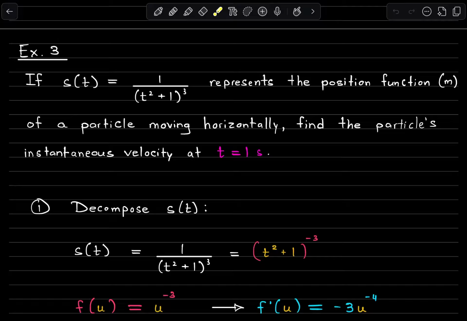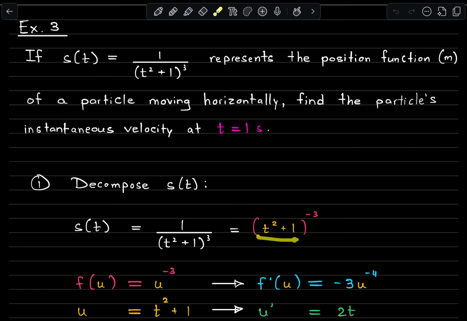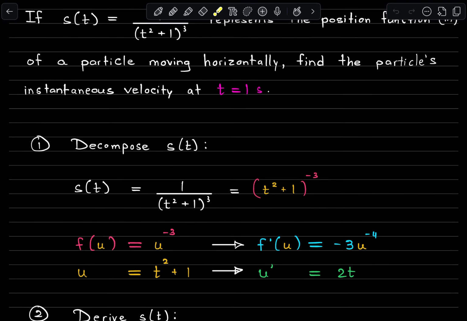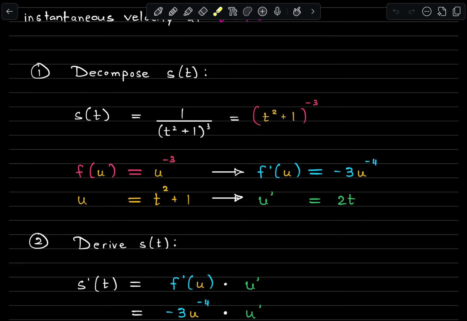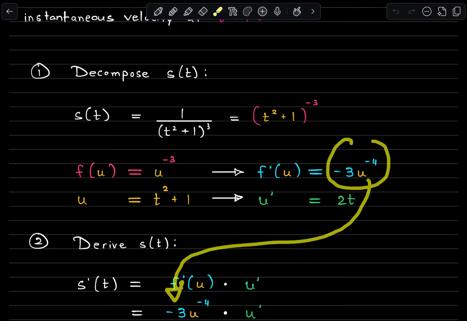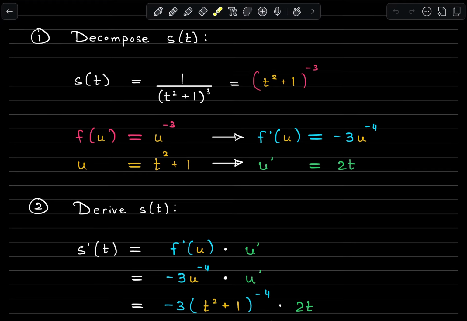And then f prime of u is going to be, by power rule, we bring down the negative 3, u to the negative 4. Subtract 1 from that exponent. u again is t squared plus 1. To differentiate that, u prime is simply going to be 2t. And then we're going to put this back together in our chain rule fashion. So s prime of t is equal to f prime of u times u prime. f prime of u is negative 3 u to the negative 4. u prime, let's leave this as it is for a second, and in the next line, we'll make this 2t.